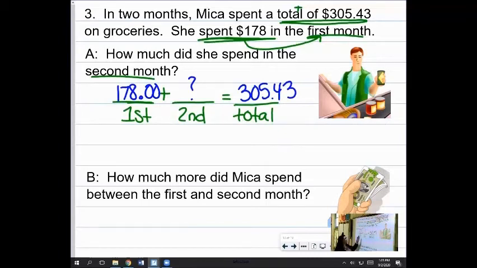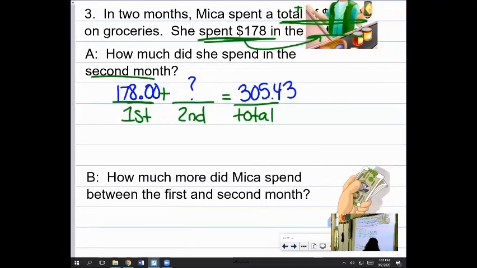So which number goes on top? Well, this is the part of it, you gotta think about it logically. Am I going to take $178 and subtract $305, or am I going to take $305 and subtract $178 from that? In this case, I'm taking the total and taking away one of the months. So I'm gonna go ahead and move this out of the way.